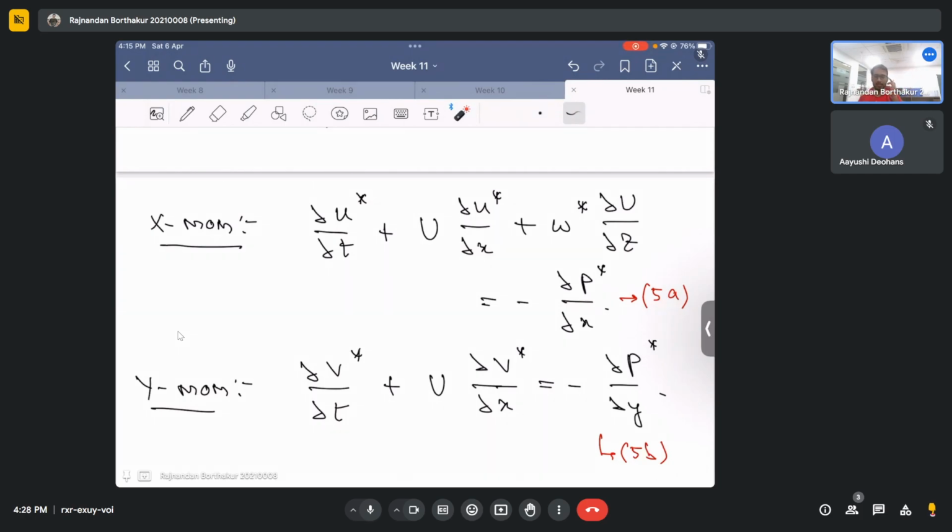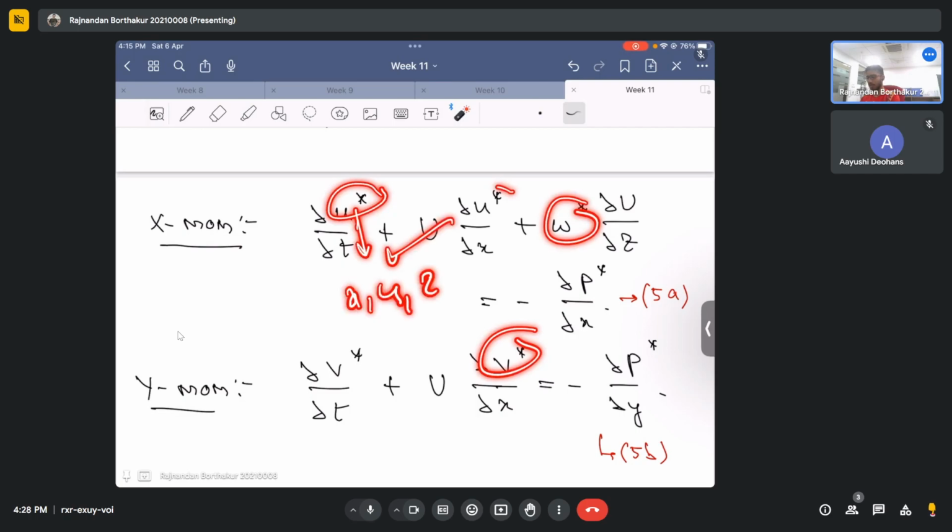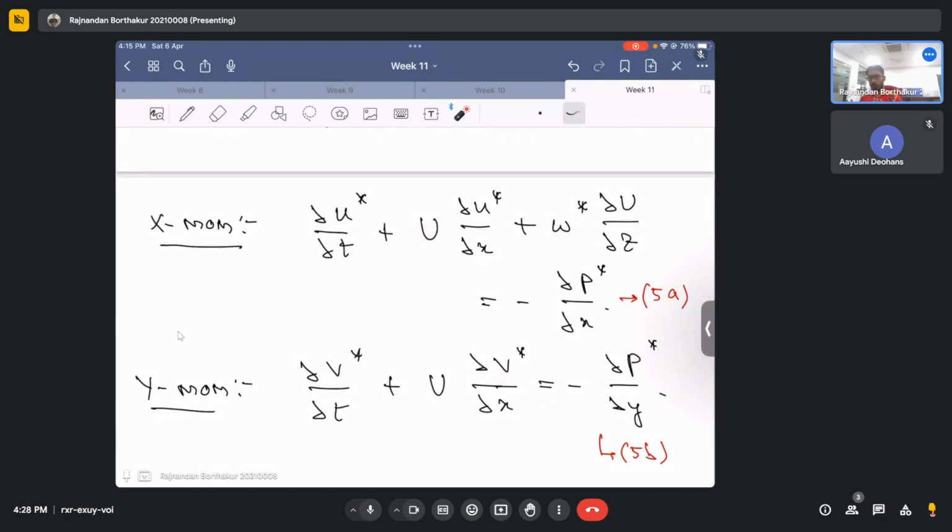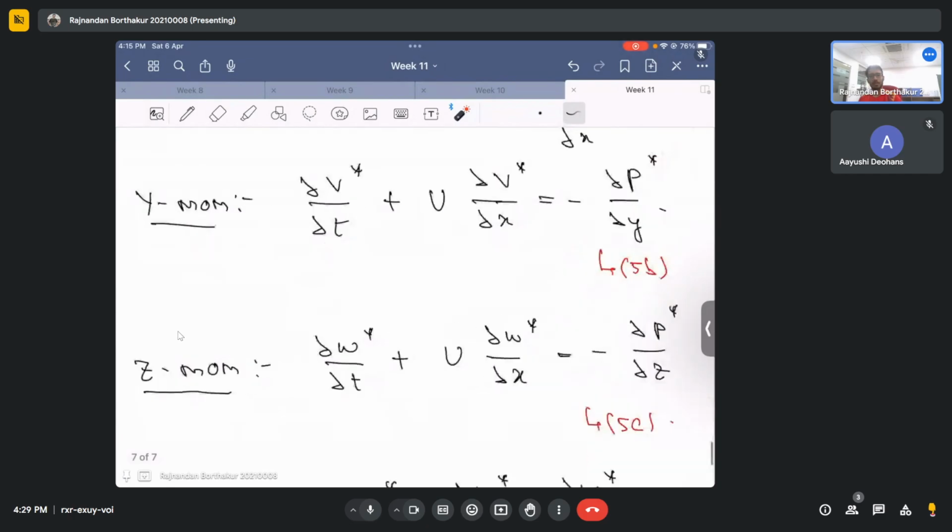That is one task that is left. But before that, just appreciate the fact that the goal is to evaluate u star, w star, v star, because these are functions of x, y, z and time. For this we need to solve these equations 5a, 5b, 5c and 5d, based on certain boundary conditions that we have.